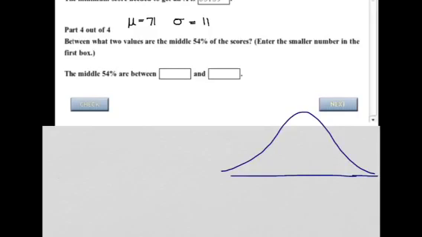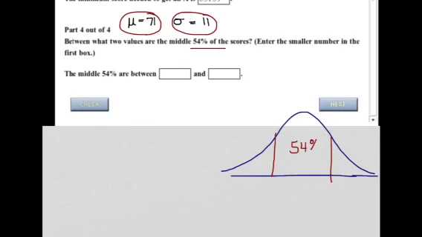For this problem, we want to find between what two values are the middle 54% of the scores. For this one, we have the mean is 71, standard deviation is 11. So I've drawn my normal distribution, and I'm going to mark off the middle 54%, roughly. So I just need a rough sketch of this. Doesn't have to actually be 54% within those boundaries precisely for your drawing. Okay, so we have 54% in the middle.